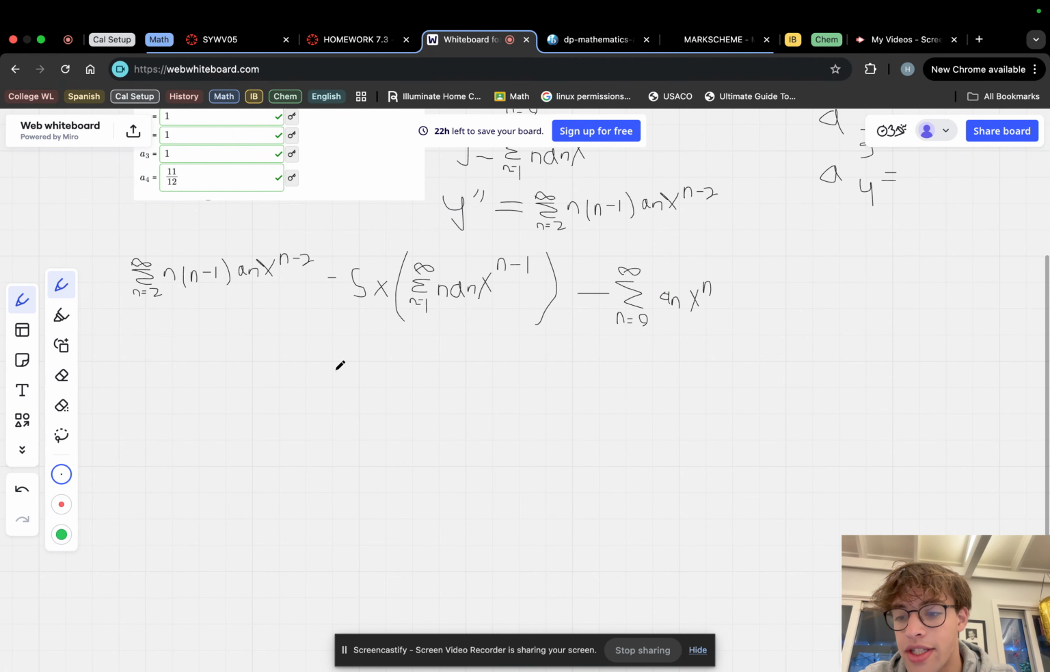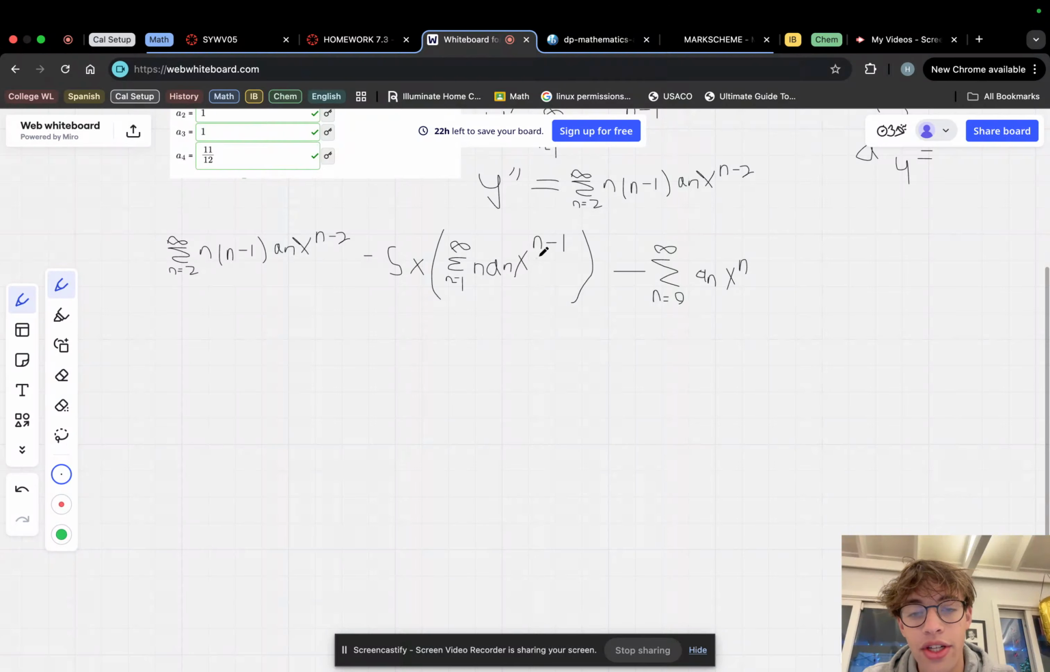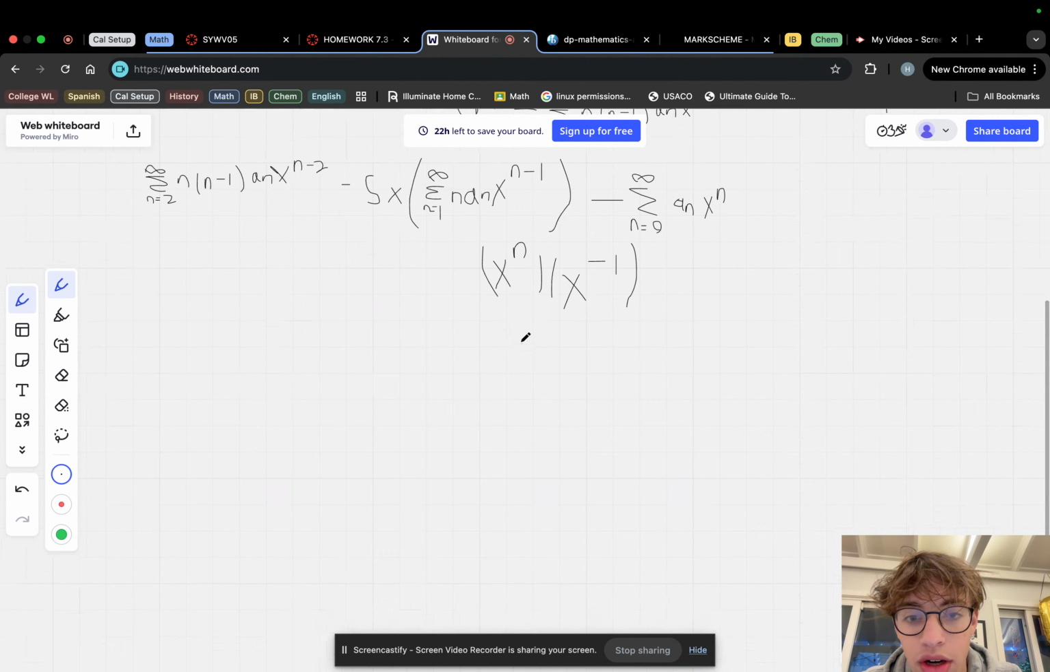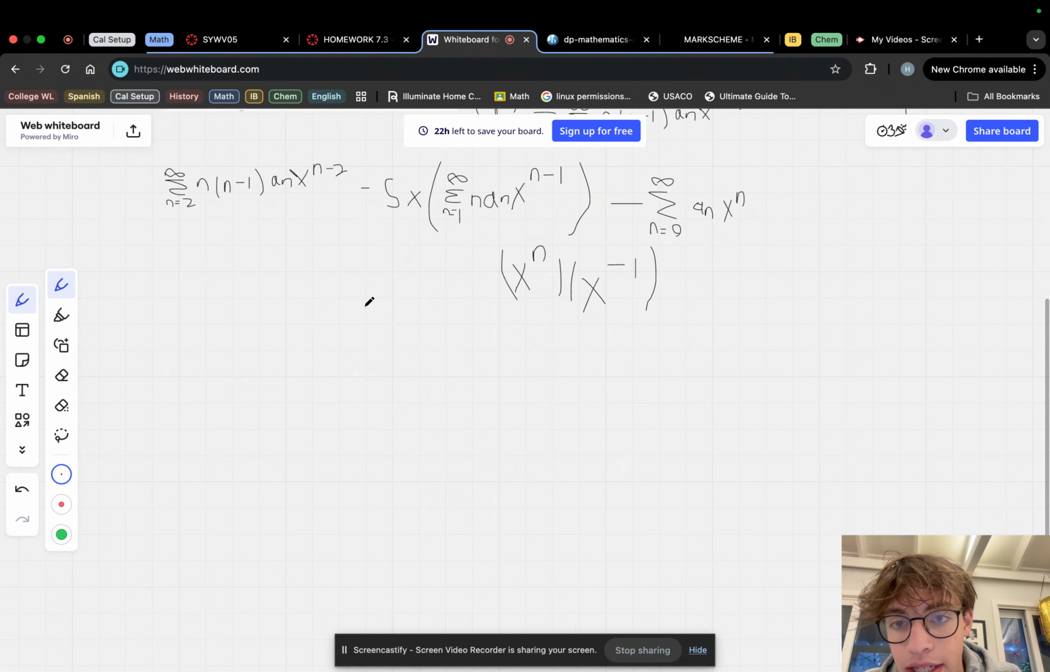Now that we have this substitution, we can do some simplifying first. x to the n minus 1 can be written as x to the n times x to the negative 1, because of power rules. Since there's no n in this term right here, we can bring it out in front of the summation. So it'll look something like this.